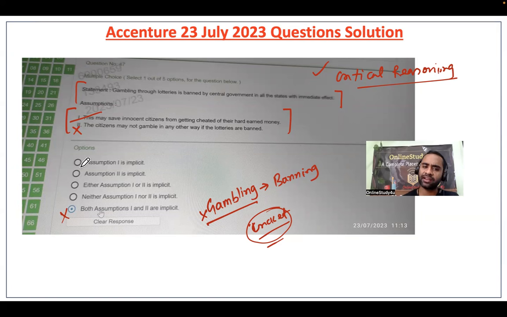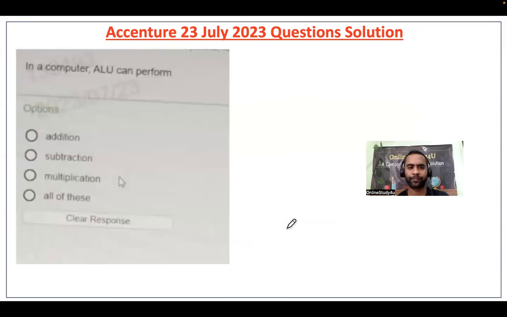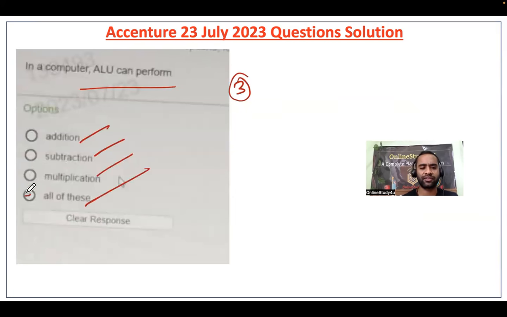Okay, so that can happen. So assumption one is implicit. Clear? Okay, now in a computer, ALU can perform. So now this is the third question on ALU. In a computer, ALU can perform addition, subtraction, multiplication, all of this. Yes, all of this. Okay, fine.